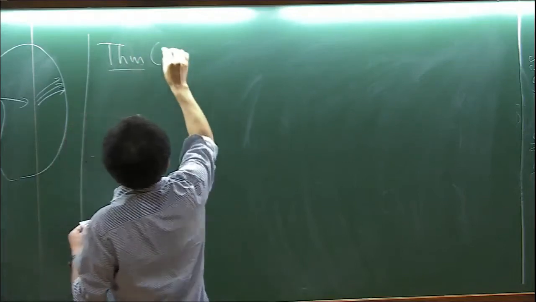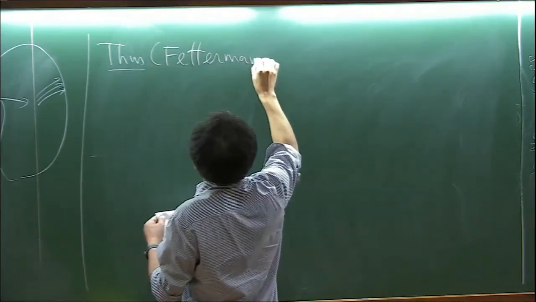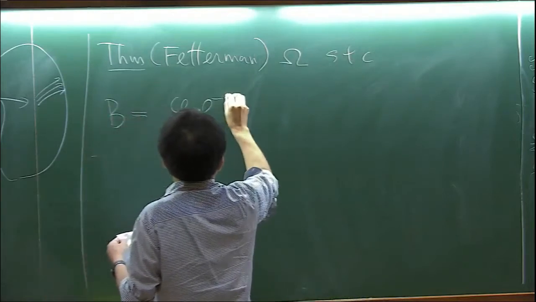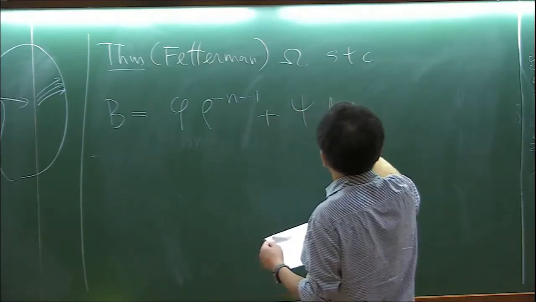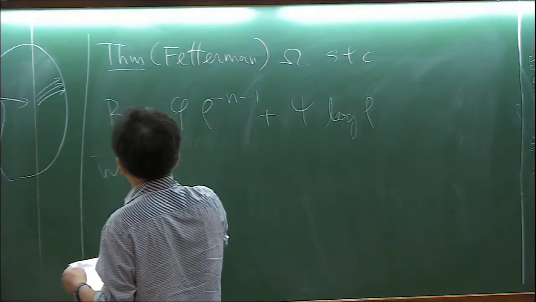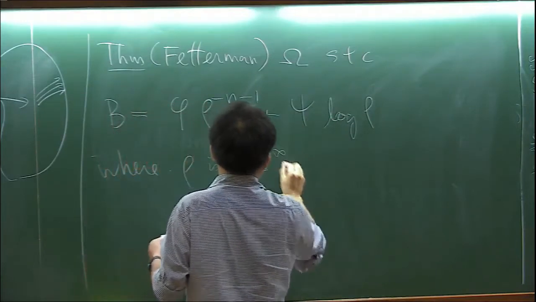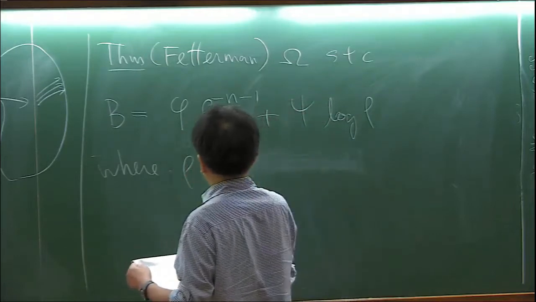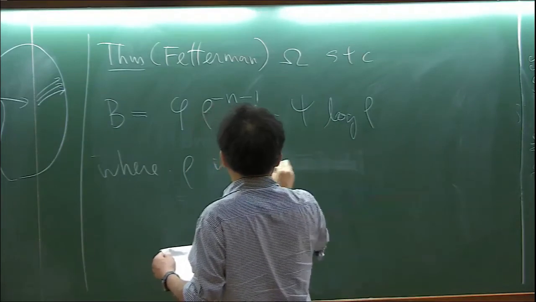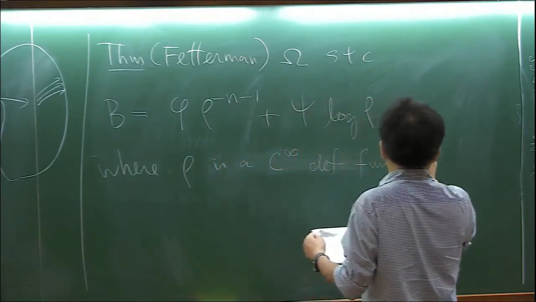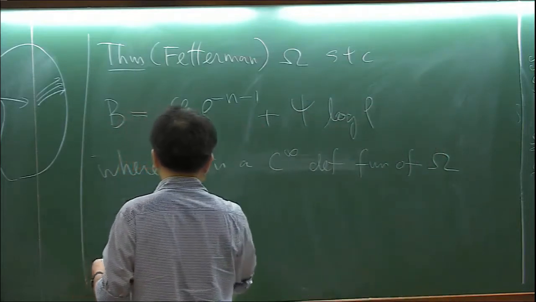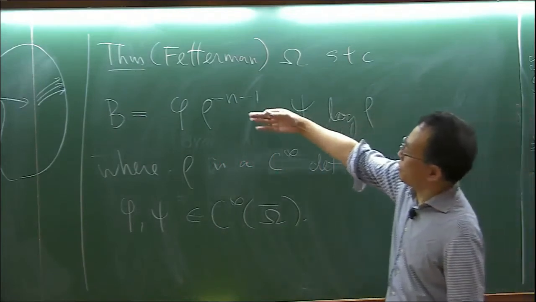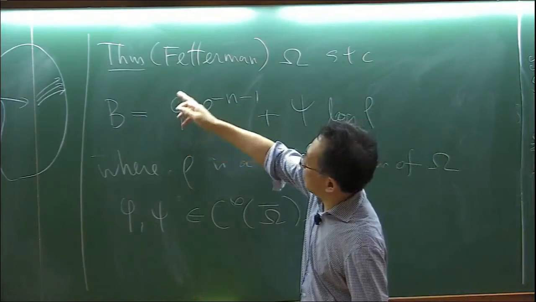This is a theorem of Fefferman. Omega strictly pseudoconvex. Then the Bergman kernel has this form: phi rho to the minus n minus 1, plus psi log rho, where rho is a smooth defining function of omega, and this phi and psi are functions that are smooth up to the boundary. So Hörmander gives the leading term, and he showed what the boundary value of phi is.